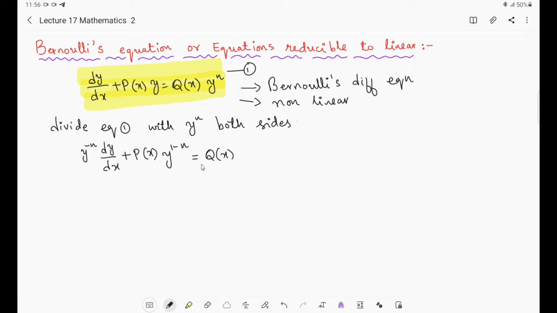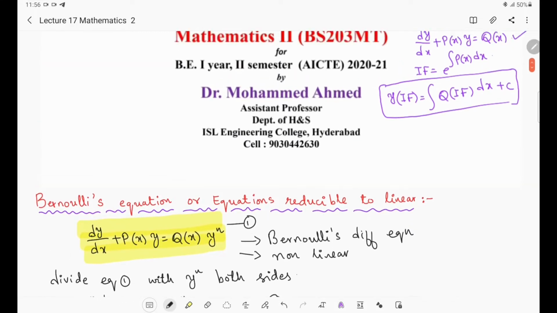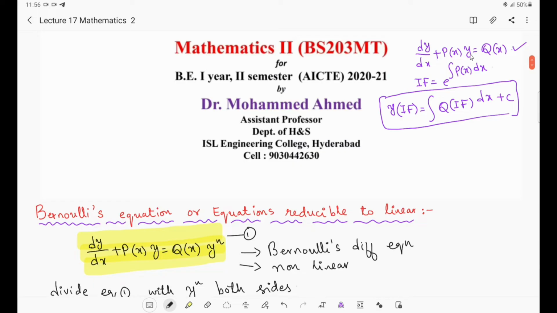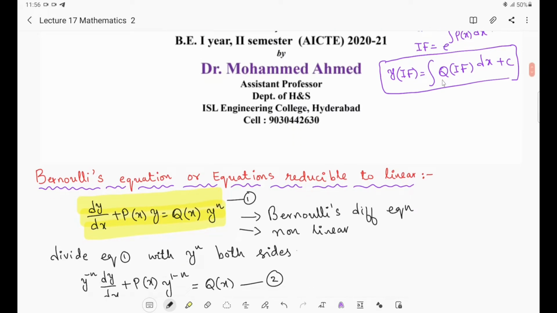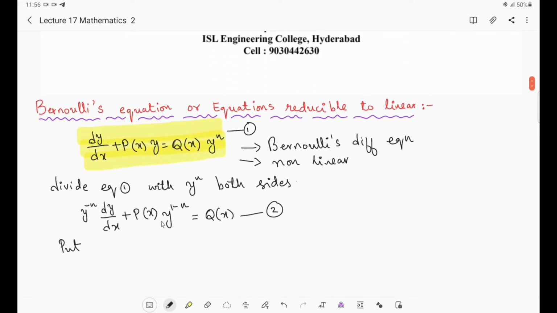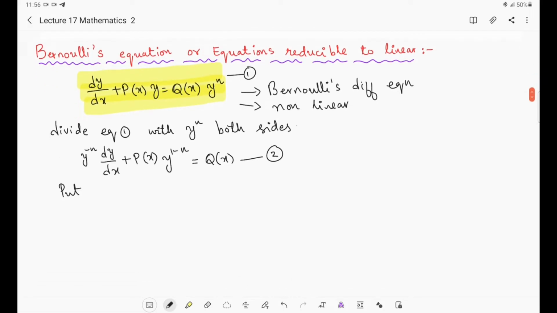Now, we have to take a substitution in this equation. You consider this as 2. Now, see, in linear differential equation, if you observe the linear differential equation, here p of x into y is there, but here we are getting y power 1 minus n, right. So, we try to remove that also. For that, we take y power 1 minus n equals to some other variable z, right.